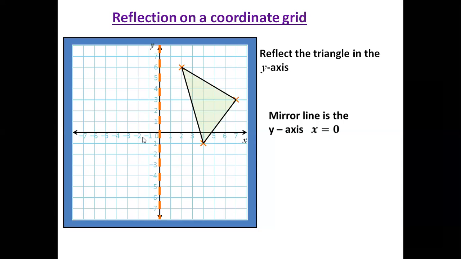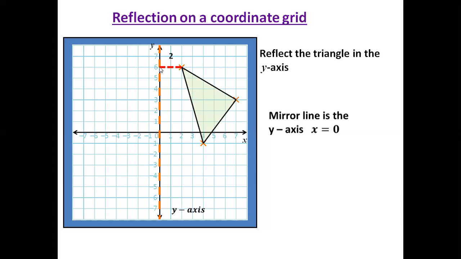We don't have x's here. We don't care about the x-axis. We just care about the point 0 of the x-axis. Anyway, this is the y-axis. We need to do reflection for this triangle. If you look at this point, how many units is it away from the y-axis? It's 2 units away. See how we count the units? Just count the squares. So it's 1, 2 squares away from the mirror line.